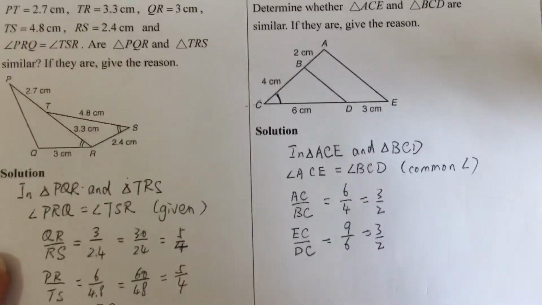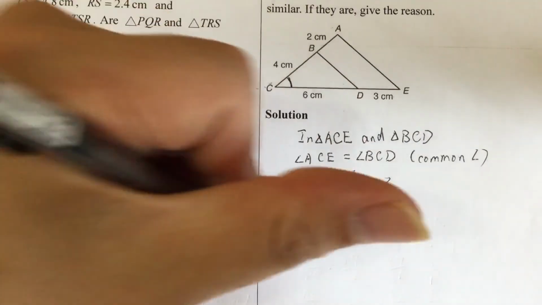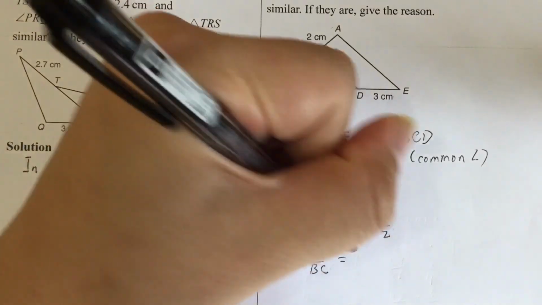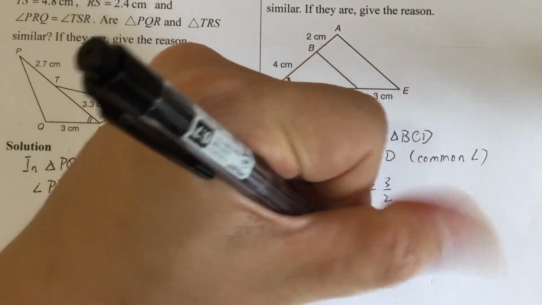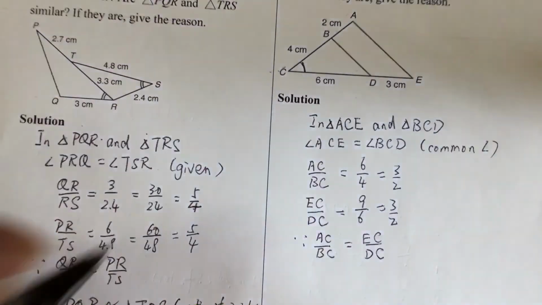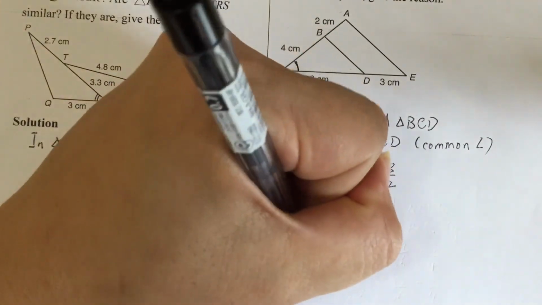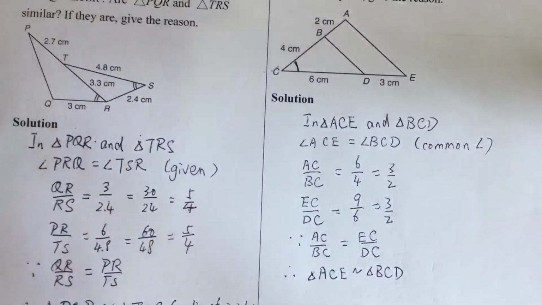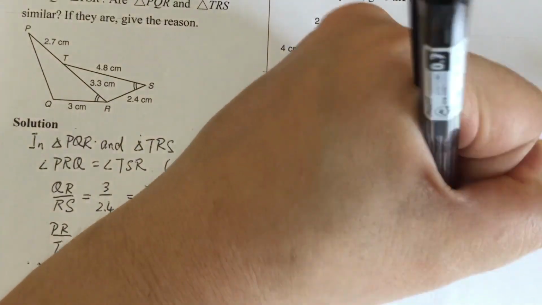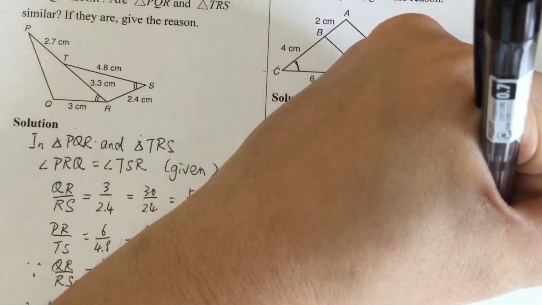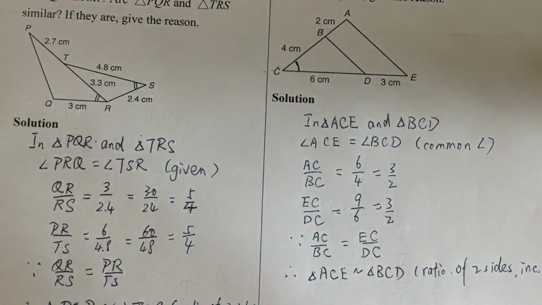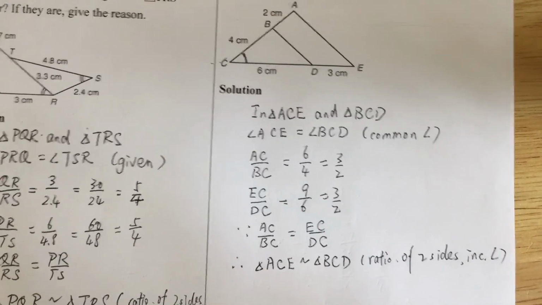So we will say that since AC over BC is equal to EC over DC, they are similar. Triangle ACE is similar to triangle BCD. The reason is ratio of two sides, included angle. Okay, so we solved the last problem.